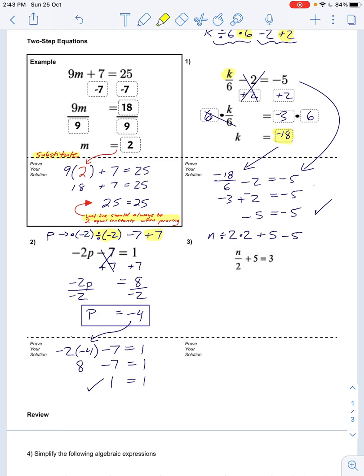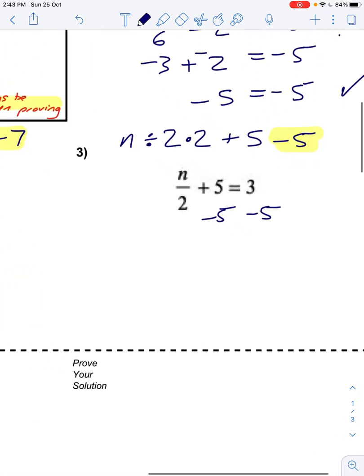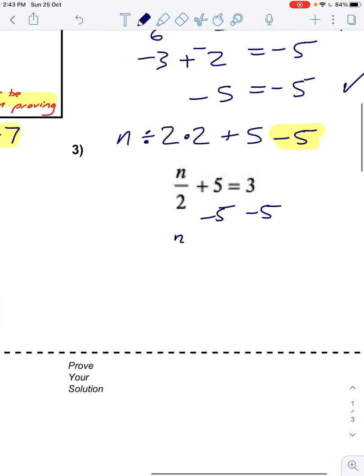So we go through. My first inverse operation is going to be minus 5. Minus 5 on the left, minus 5 on the right. Let's zoom in just a little bit here. That's going to leave me with n over 2. 5 minus 5 is 0, that just cancels out. 3 minus 5 is negative 2.